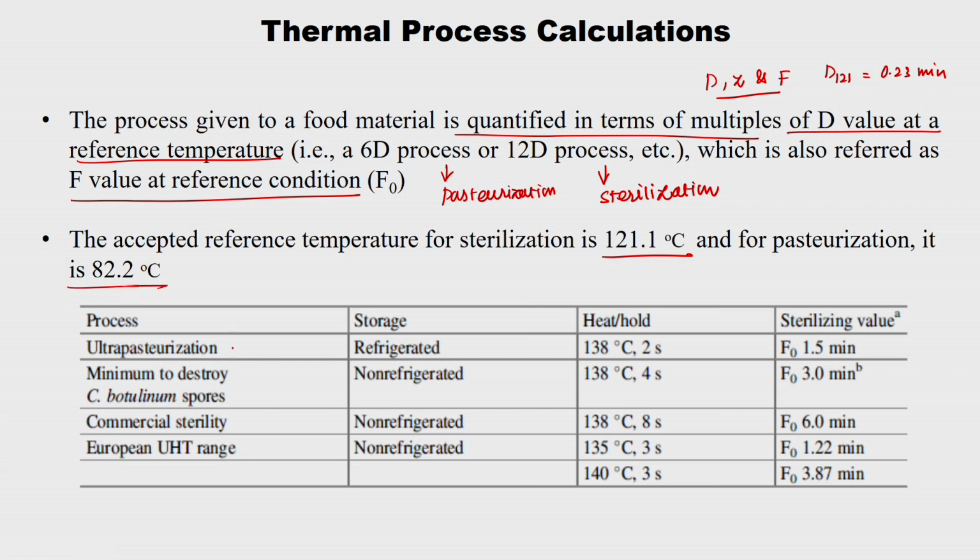So, here are the examples given. If it is ultra pasteurization, the storage should be refrigerated storage. So, the heat and hold is 138 for 2 seconds. The equivalent F value is 1.5 minute. And this is given as a minimum value. So, your safe process requires more than this value, and the minimum to destroy Clostridium botulinum spores, non-refrigerated, is 138 degree for 4 seconds, the equivalent F naught is 3 minute, and commercial sterility, non-refrigerated, is 138 degree centigrade for about 8 seconds, the equivalent F naught is 6 minute.